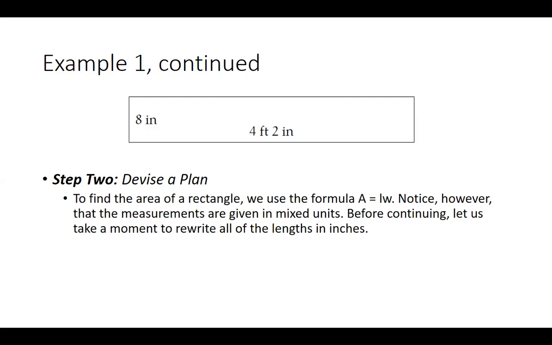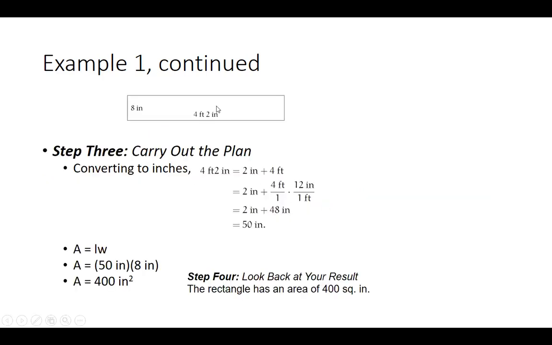Notice, however, that the measurements are given in mixed units. One is in inches, one is in feet and inches. Before continuing, let us take a moment to rewrite all of the lengths in inches. So converting the 4 foot 2 inches into inches, 4 foot 2 inches is 2 inches plus 4 feet. We need to convert the 4 feet part into inches.